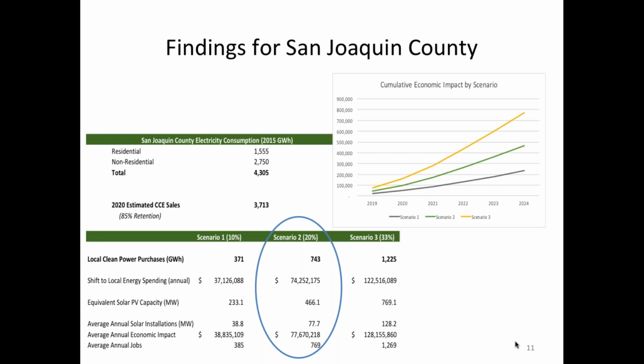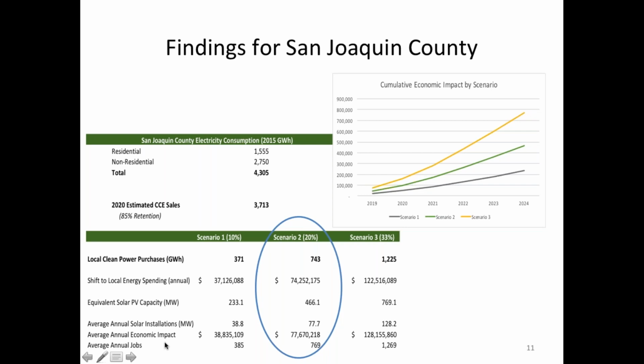And what that would mean in terms of economic activity and jobs, you'll see a breakdown on an annual basis over that window that we looked at from 2019 to 2024, and you see on the chart on the top right. But by 2024, in total, the economic impact would be approximately $760 million of new economic activity, and that's through the design, construction, financing, and operations of the solar power that would be needed to be procured if the CCE purchased 20% locally, and create over 7,500 job years during that period of time.